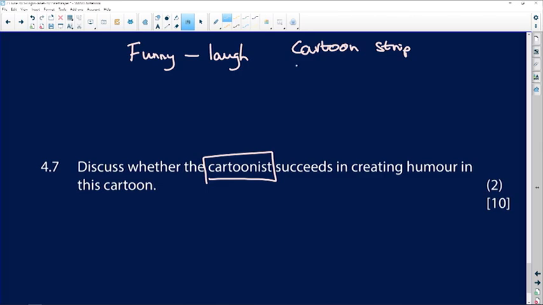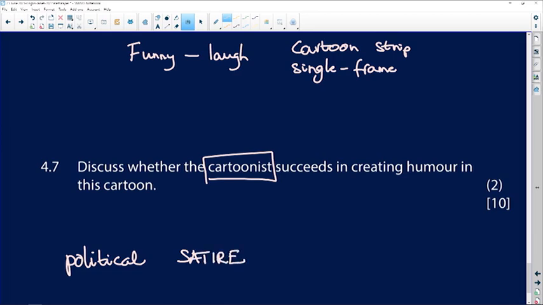And then there's also the single frame cartoon. If you have a political focus, and I'm going to put that down here, then the political purpose is usually satire. And I'm going to come back to that in a moment. But usually cartoon strips are not meant to be satirical.